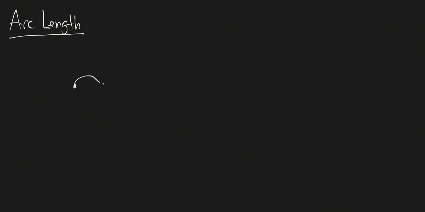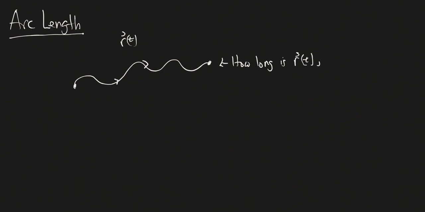Let's say here's our vector curve. Again, this could be a curve in 2 or 3 dimensions, and all we have is the vector function that defines this curve. We want to know how long this curve is. So how long is r of t? Let's say the curve is defined for t going from t0 to t1. So how long is that curve?